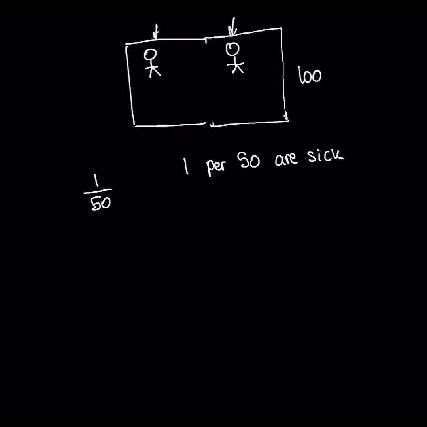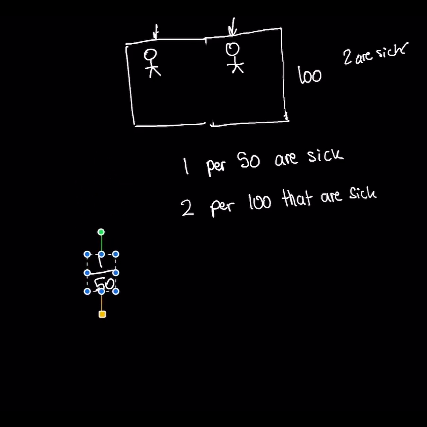Of that 100, 2 are sick. Okay? So if 1 per 50 are sick, then it must be 2 per 100 that are sick. Right? That just makes sense. Now, at this point, you might have noticed something. Why do I keep drawing this thing here? Well, the reason why is because it's going to help us solve percent questions a little bit easier.